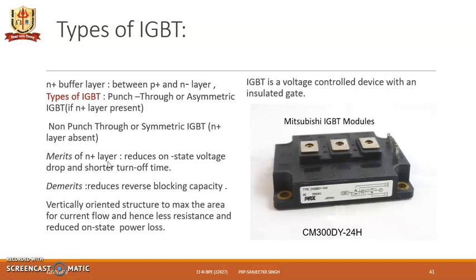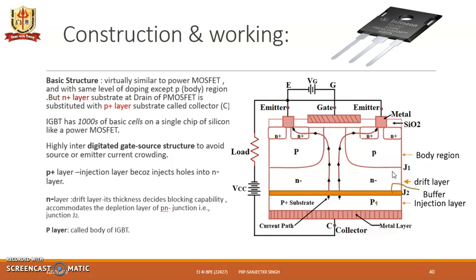What is the advantage of this N plus or buffer layer? It will reduce the on state voltage drop and give a shorter turn off time. These two are the advantages, and one major drawback is that it will reduce the reverse blocking capacity. Since the thickness of the drift layer is reduced with the insertion of this N plus buffer layer, its reverse blocking capacity is reduced further.